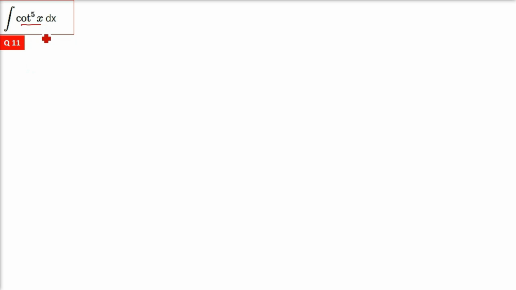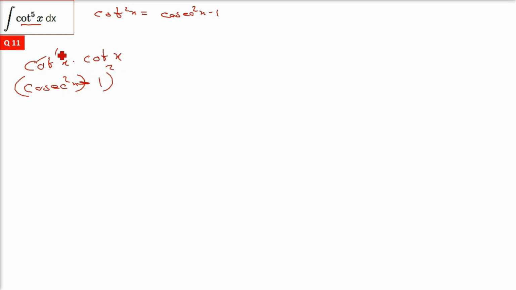Once we are at a place where we can directly integrate it, then we'll take that integration sign and dx and dt. So cot to the power 4x into cot x. Cot raised 4x can be written as cot square x into cot square x, and cot square x is equal to cosec square x minus 1. So cot to the power 4x is cosec square x minus 1 whole square, the square of this term. So cot x, cosec square x minus 1 whole square, is simply cot to the power 4x.